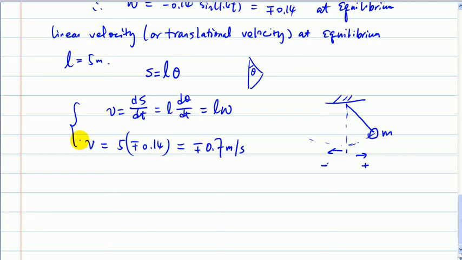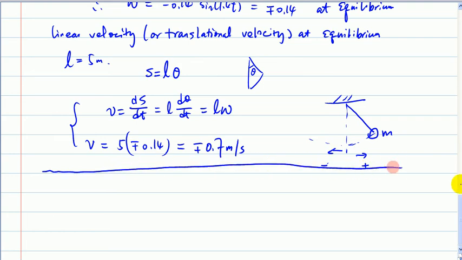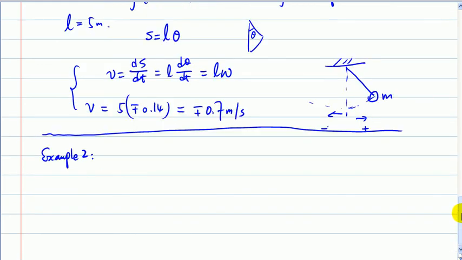This will help you with one of the assignments, assignment number 8, so take a look at this tutorial. Now let's take a look at the second example. Based on what we have learned, we're going to solve a non-homogeneous second-order ODE using the method of undetermined coefficients.